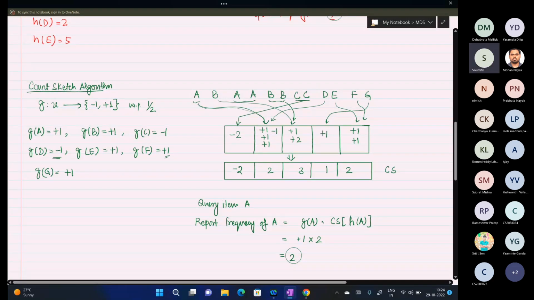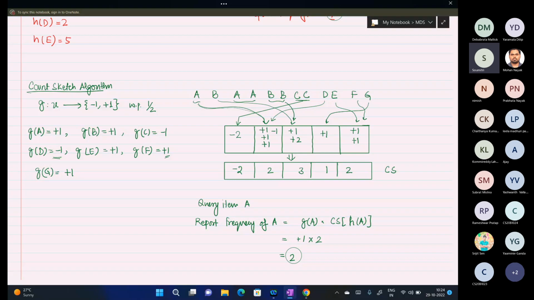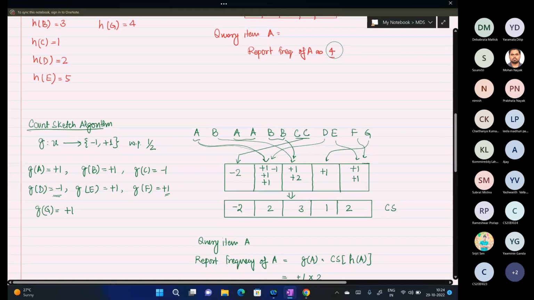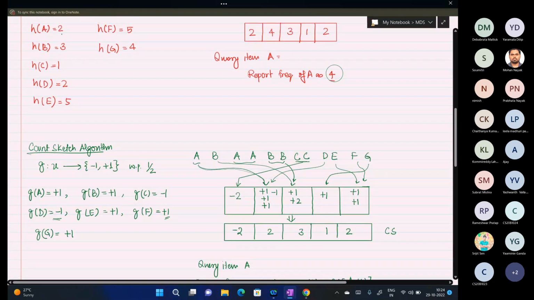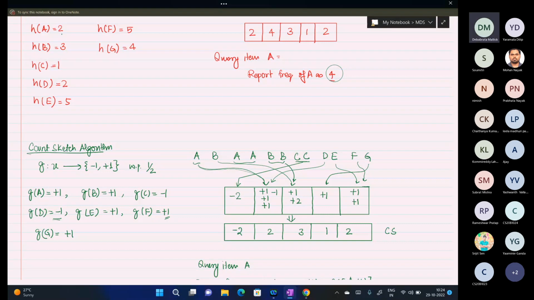Sir, could you just repeat this computation, G of A into the count sketch of H of A? So basically here we use two hash functions. The hash function H decides in which bucket that item is mapped, so in which bucket the contribution will be added, and G decides whether its contribution will be on the positive side or negative side. Okay, so suppose we need to see what is the contribution of this element A.